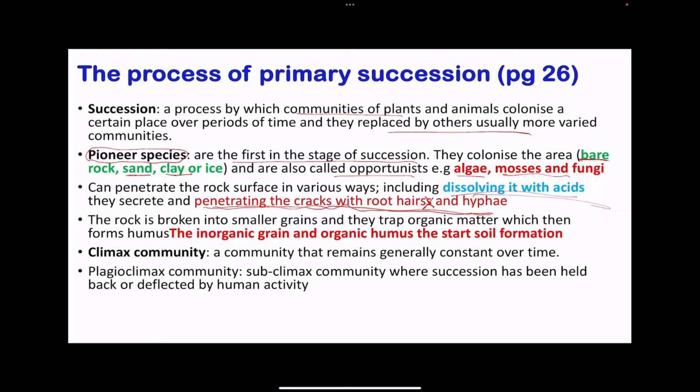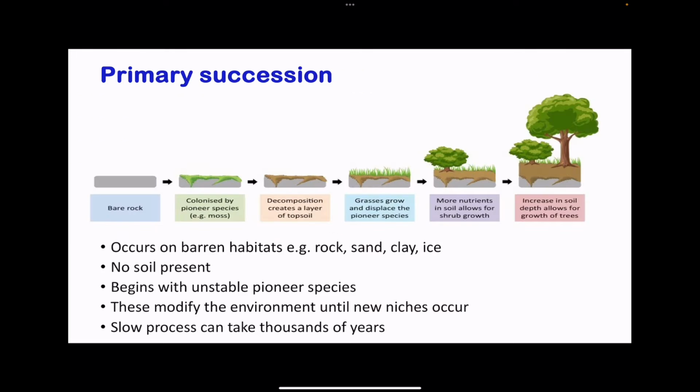This is going to break down the rock, trapping organic matter when they die, and then this is going to generate humus, and the humus is going to be the first part of formation of the soil. When we talk about succession, there is usually a climax community. This is a community that remains generally constant over time. It's going to be stable if there is no intervention. A plagioclimax community is a subclimax community where succession has been held back by human activity.